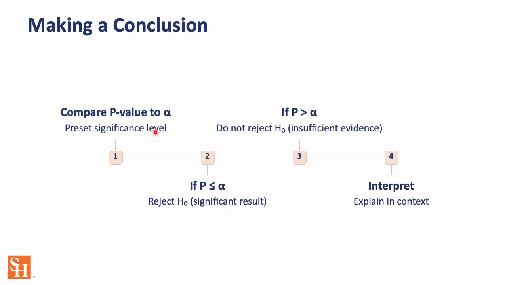Let me clarify again. We calculate the p-value using our test statistic, then we compare it with alpha. If the p-value is less than or equal to alpha, we reject the null hypothesis, and we say we have enough evidence to reject it. If the p-value is greater than alpha, we say we do not have enough evidence to reject the null, right? I think now it is clear to all of you how we compare alpha with the p-value and make a decision about the hypothesis test, right?